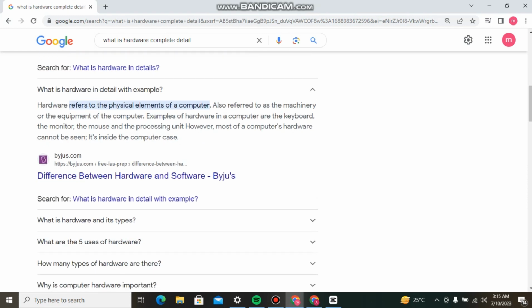What is hardware in detail with examples? So the example is here. Hardware refers to the physical elements of the computer, also referred to as the machinery or the equipment of the computer. Examples of hardware are the computer, the keyboard, the monitor, the mouse, the processing unit. However, most of the computer hardware cannot be seen. It's inside the computer case.